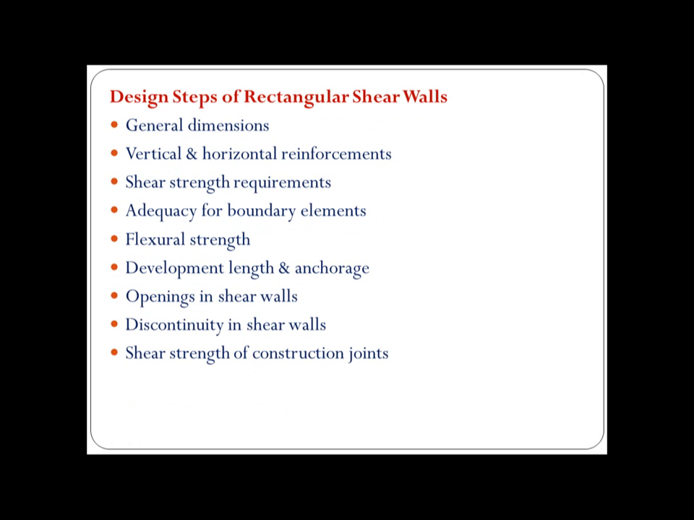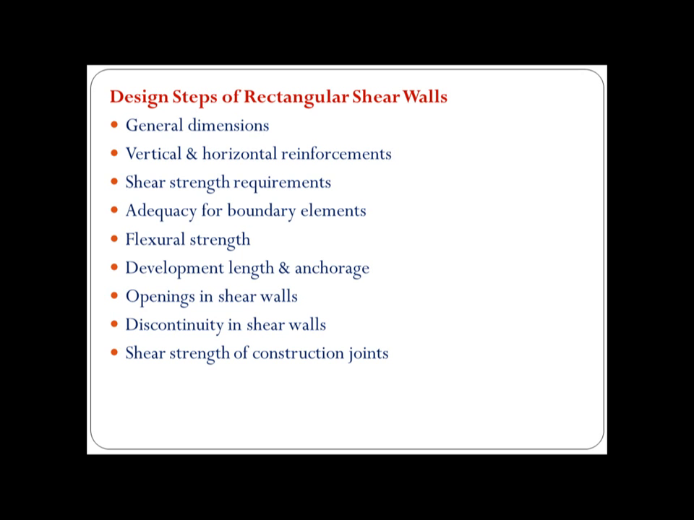Design steps for rectangular shear walls. The first step is general dimensions, where we decide the thickness and the length of the wall. Normally we go column to column so that the specified length can be maintained easily, with or without openings. And for thickness, there is no rule as such to fix it. Normally we go for a thickness like brickwork, so we can go for 200, 230, or 250 mm thick, which will be enough for resisting.